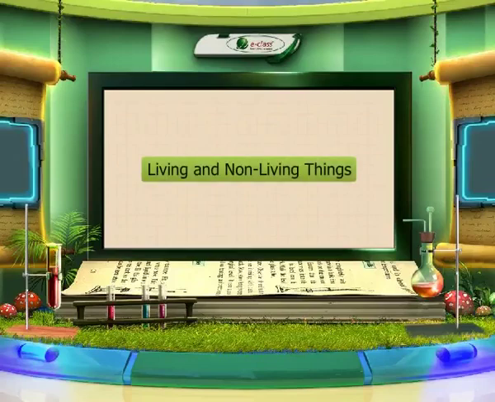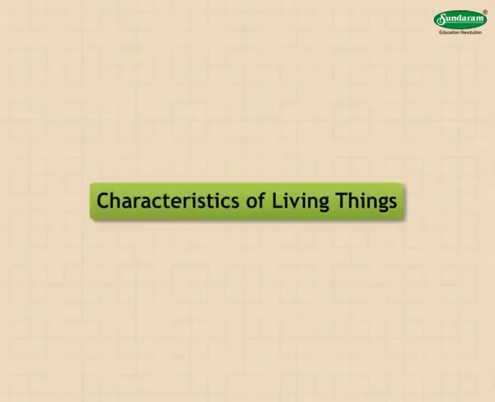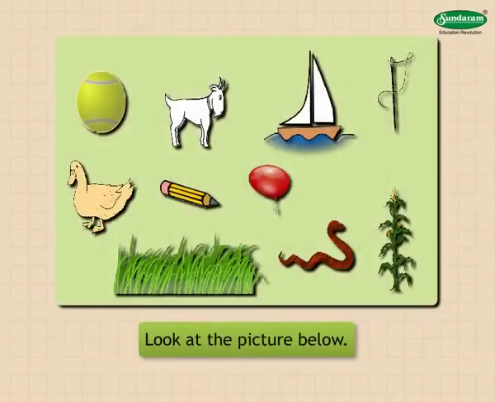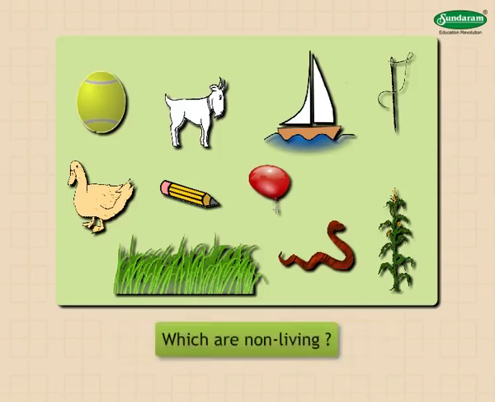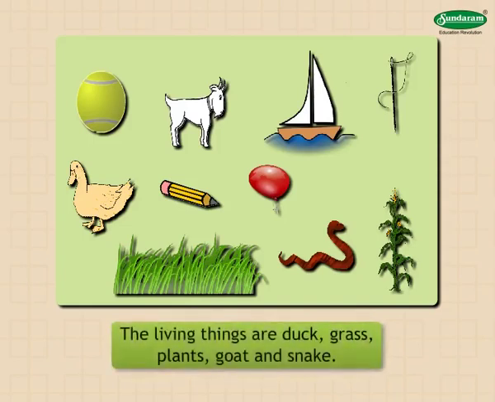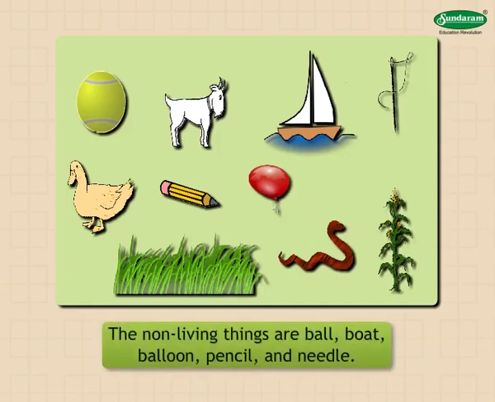Living and non-living things. Characteristics of living things. You have been introduced to living and non-living things. Look at the picture below. Which of these are living things? Which are non-living? The living things are duck, grass, plants, goat, and snake. The non-living things are ball, boat, balloon, pencil, and needle.